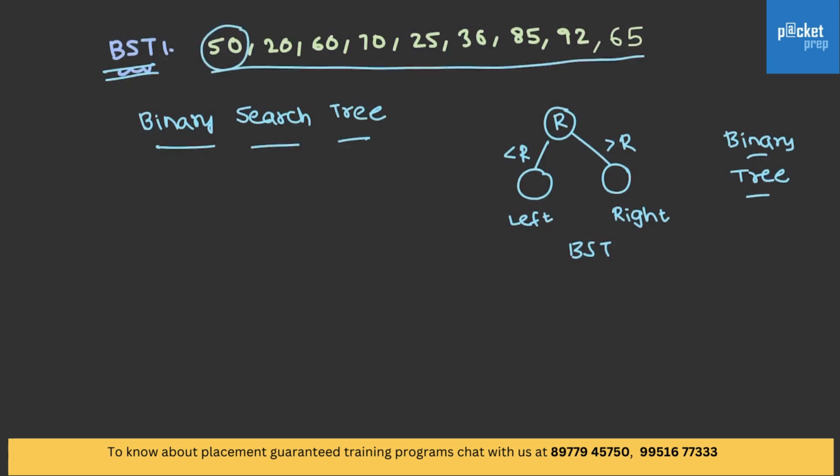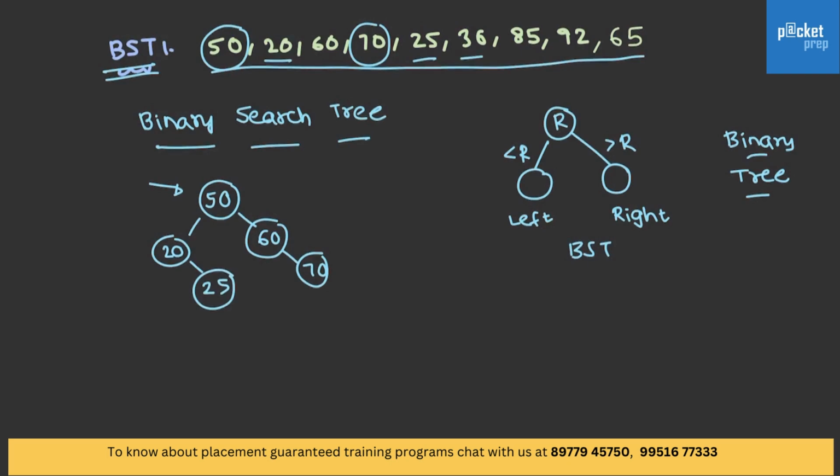Initially, my root is 50. So, I have started with 50, then 20. As 20 is less than 50, I have to insert it on the left side. 60 is greater than 50, so it has to be inserted on the right side. Everything has to be compared with the root. Now, I have 70. 70 is greater than 50, and 70 is also greater than 60, so 70 will be inserted here. 25 is less than 50, greater than 20. Similarly, 36: 50, 25, 36. 85, okay. 92, so I have 92 here. 65 is greater than 50, greater than 60 but less than 70. So 65. This is the way you convert a sequence into a binary search tree.